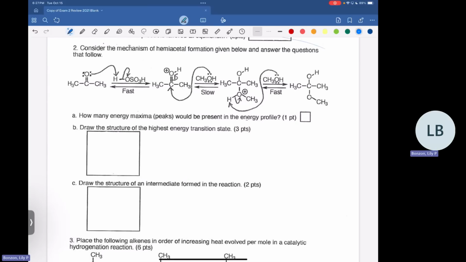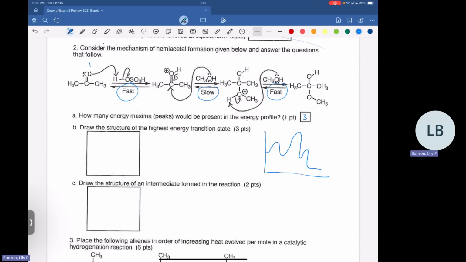How many energy maxima would be present in the energy profile? So this is just fancy words for saying how many steps are there going to be. And that's just going to be however many arrows we see. So we have a fast step, a slow step, and a fast step. So we have 3 like arrow things. So we're going to have 3 energy peaks. So that's just like from the reaction diagram. So we'd have like a fast step, we'd have like a slow step, and then we have another fast step.